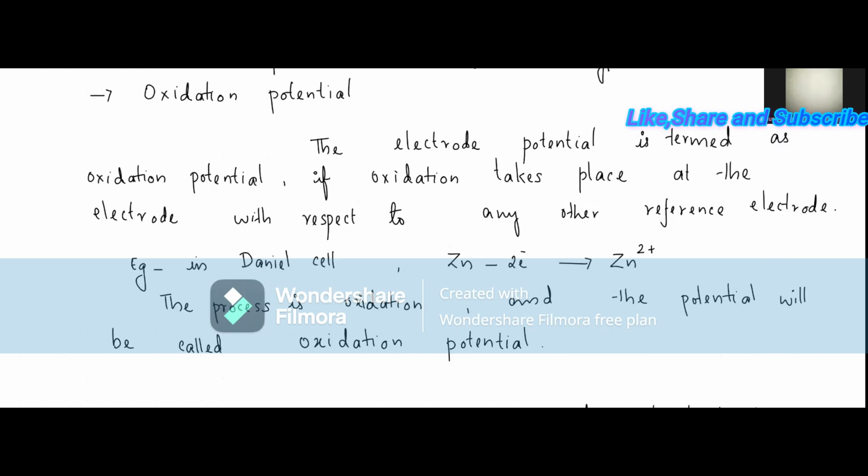that electrode potential will be oxidation potential. In the case of Daniel cell, zinc is at the anode. Zinc loses 2 electrons to form Zn2+. This is a spontaneous process. During this process, the process is oxidation and the potential here is called oxidation potential.